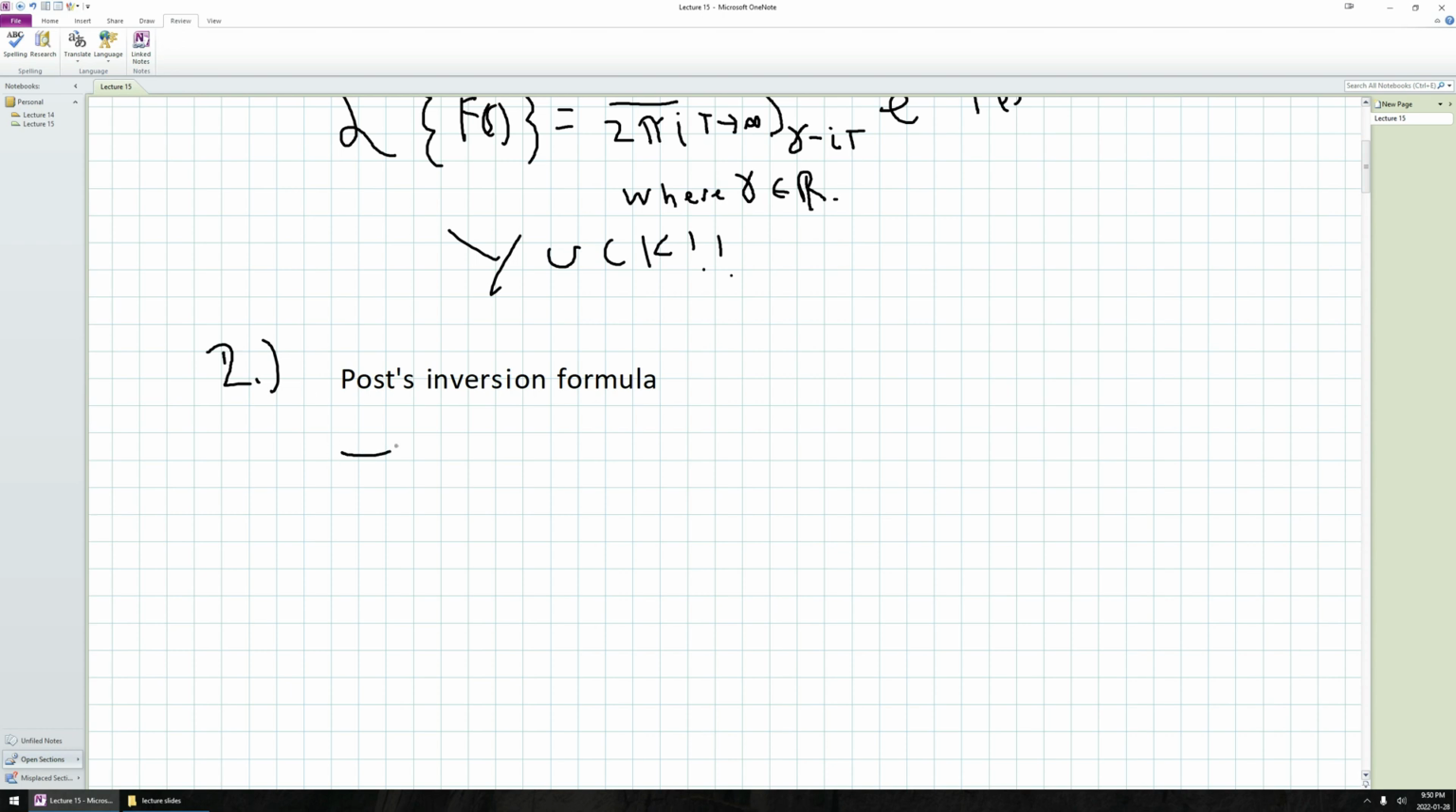Well, the post inversion formula, which again we're not actually going to cover in any detail. I just wanted you to know that these are things. But this tells me that the inverse Laplace transform of my F(s) is going to simply be given by this limit. So we still have limits as k goes to infinity.